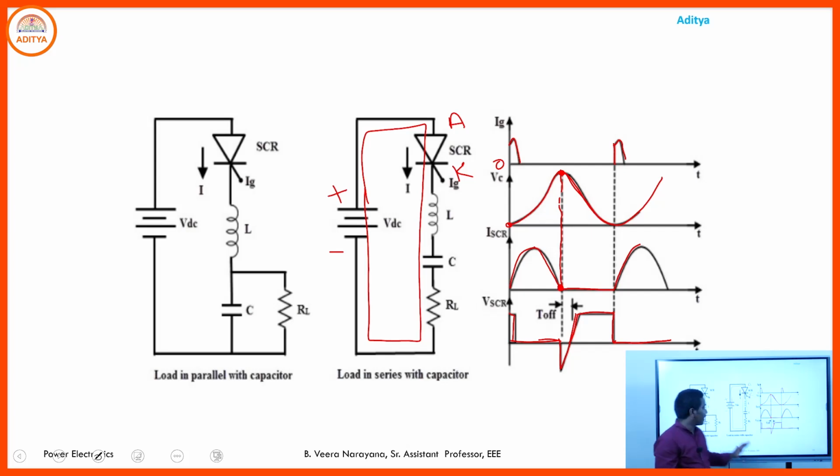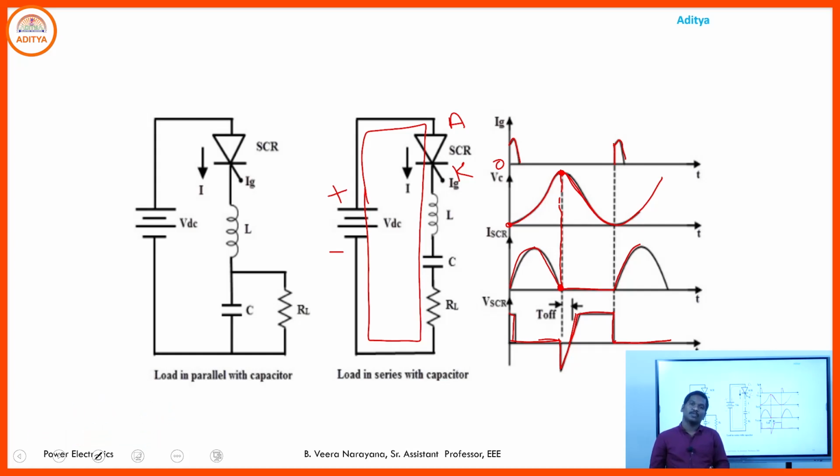So simply, in class A commutation, whenever the voltage across the capacitor reaches the source voltage, then the current flow through the SCR is 0, and the capacitor's voltage appears as the reverse voltage across the SCR, and the negative voltage will be available. So here we meet the two conditions for the SCR to be in the off state: first, the current flow through the SCR is below the holding current or 0, and second, the negative voltage is available across the SCR to regain its forward blocking capability.